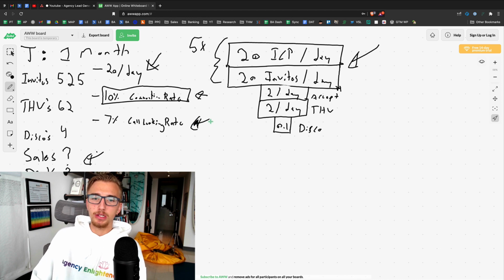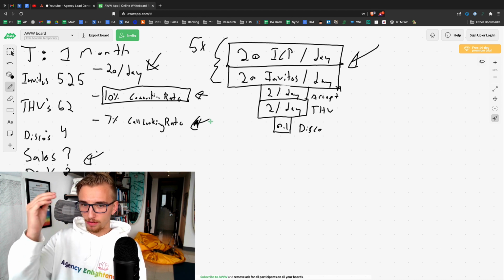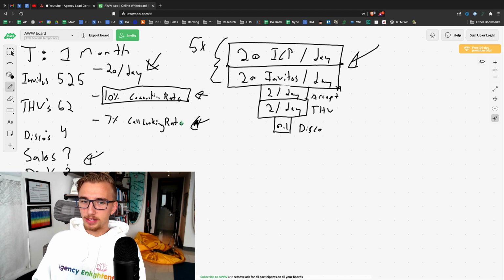Again, I have experience with Trojan Horse Marketing, so it's easier for me. I have context here. For you, you might be looking at this thinking, I don't know, that could be the bottleneck, blah, blah, blah. But I'm just going off of past experience here. 7% call booking rate is fantastic. Even greater than 5%, I would say it's still great. Okay, so that is fine.